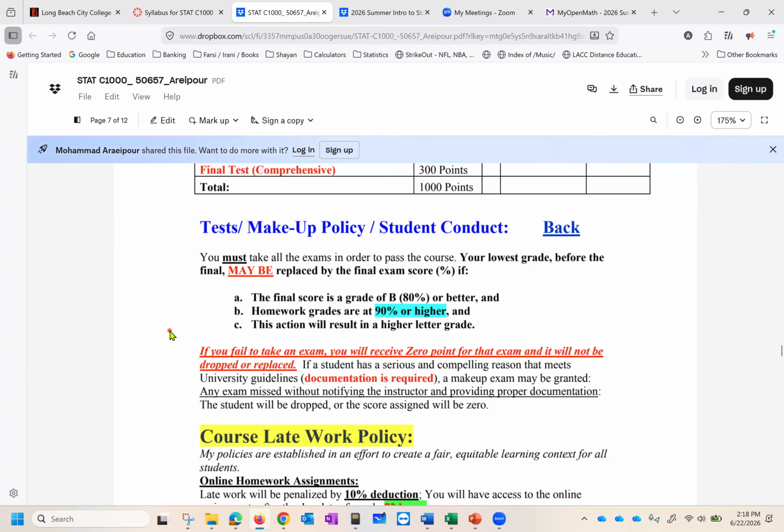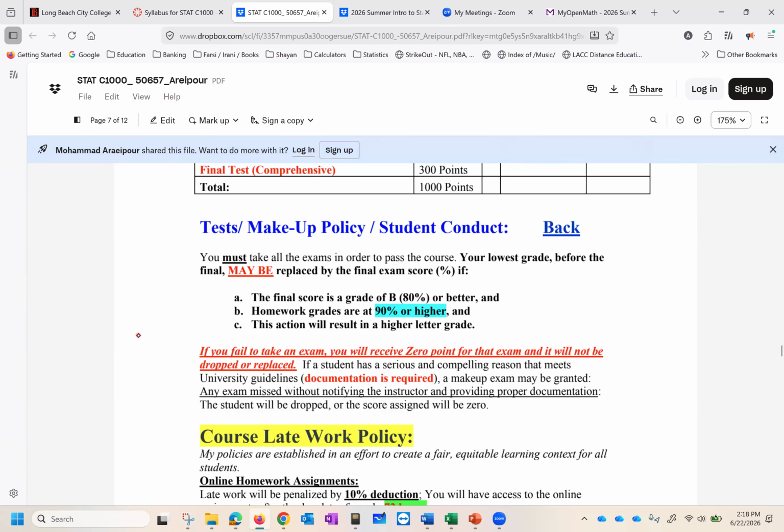Having said that, one of the things that I do that will help students get a better final score: the worst exam grade can be replaced by the final if the final exam is a B or higher, 80% or better. Homework must be good, minimum 90%. And of course, this action must result in a higher letter grade.